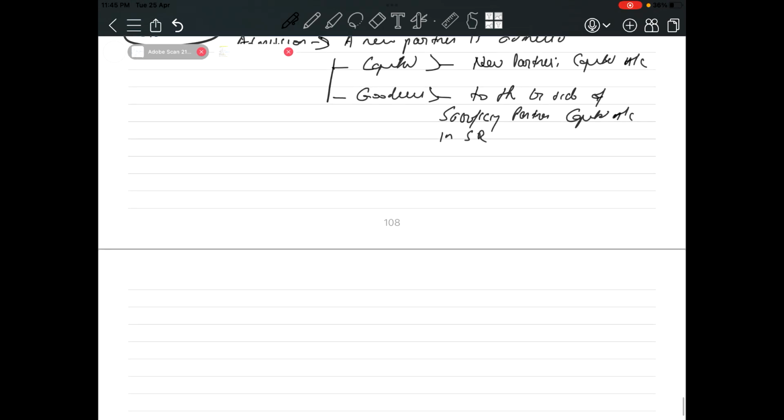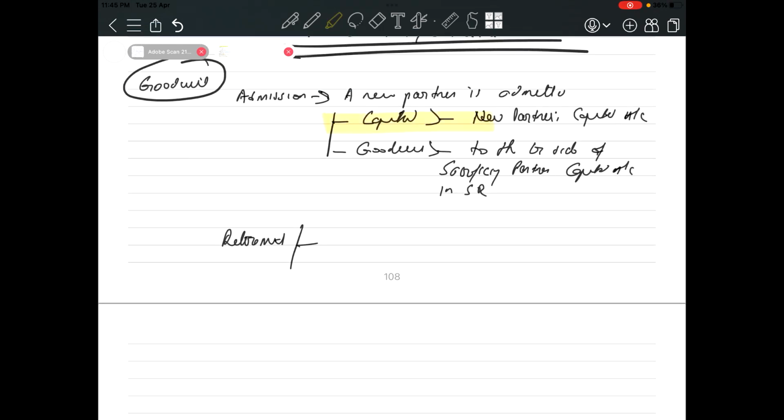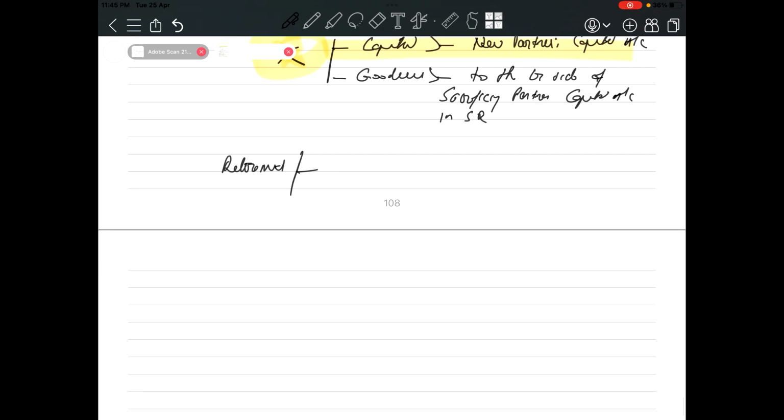Now see, in case of retirement, what will happen? In case of retirement, there will be no introduction of capital, so this part will not be there. Now we have to talk about goodwill. I have to tell you a few things about goodwill. Now what will happen?